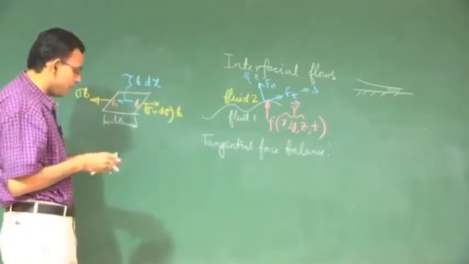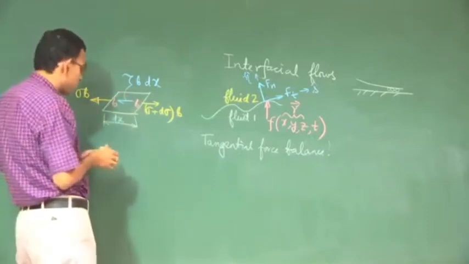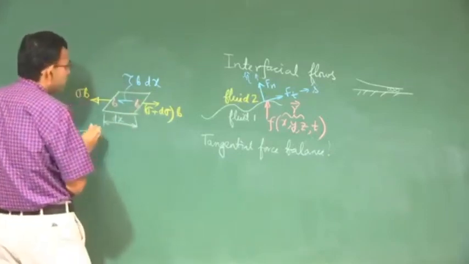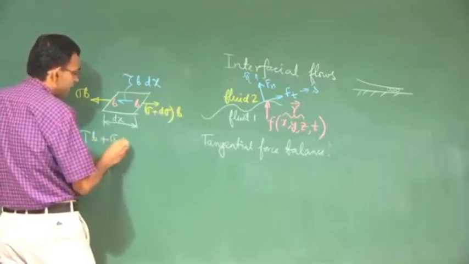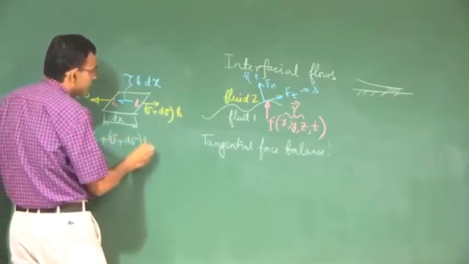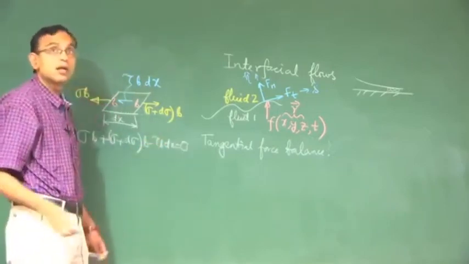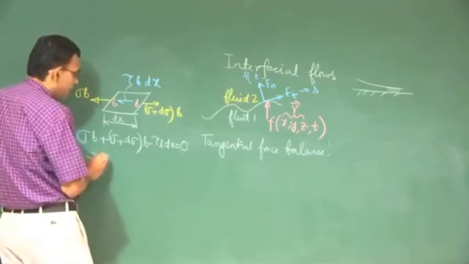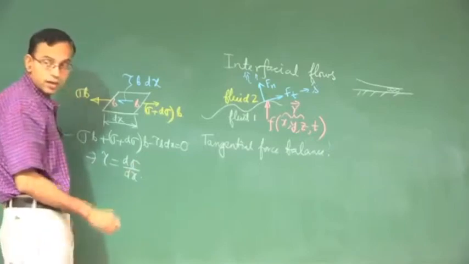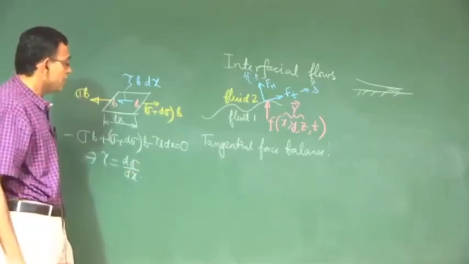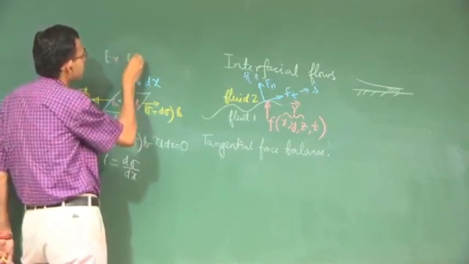So, if for equilibrium of the interface all these forces are balanced, that means minus sigma into b plus sigma plus d sigma into b minus tau b dx equal to 0. So, that means tau is equal to d sigma dx. This is true if the interface is flat. This is an example of a flat interface.